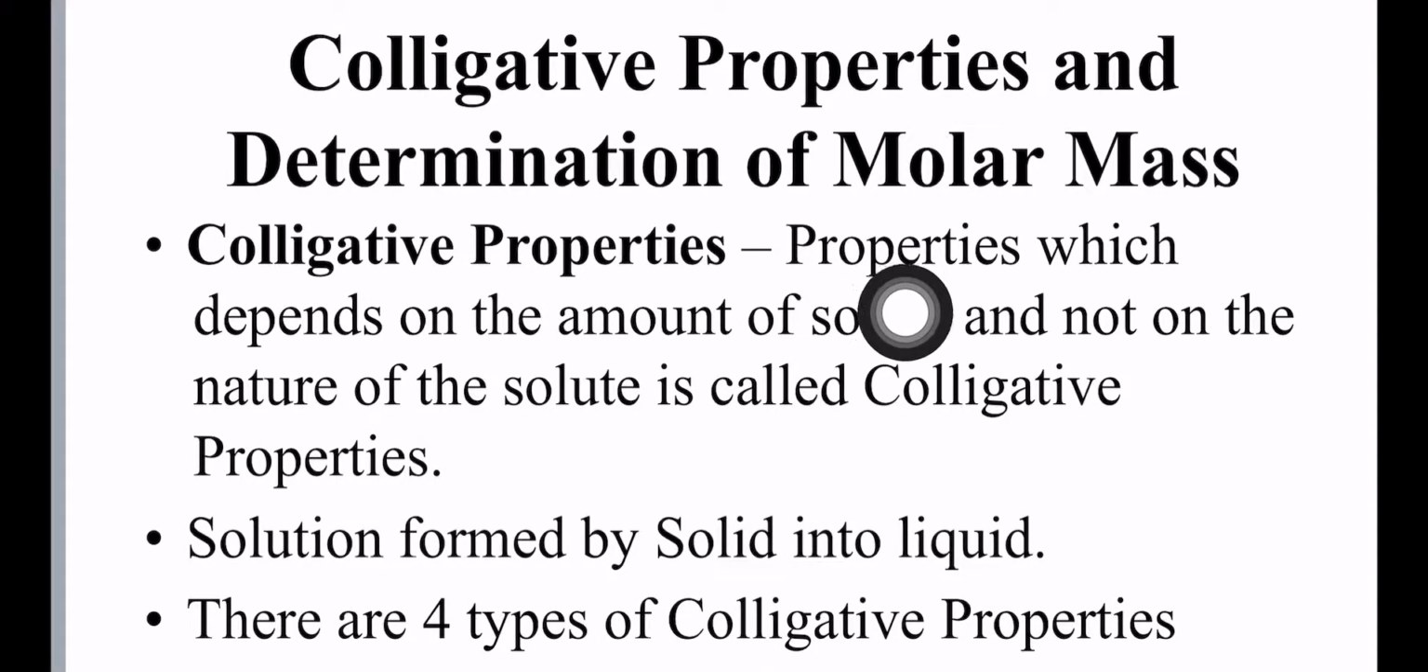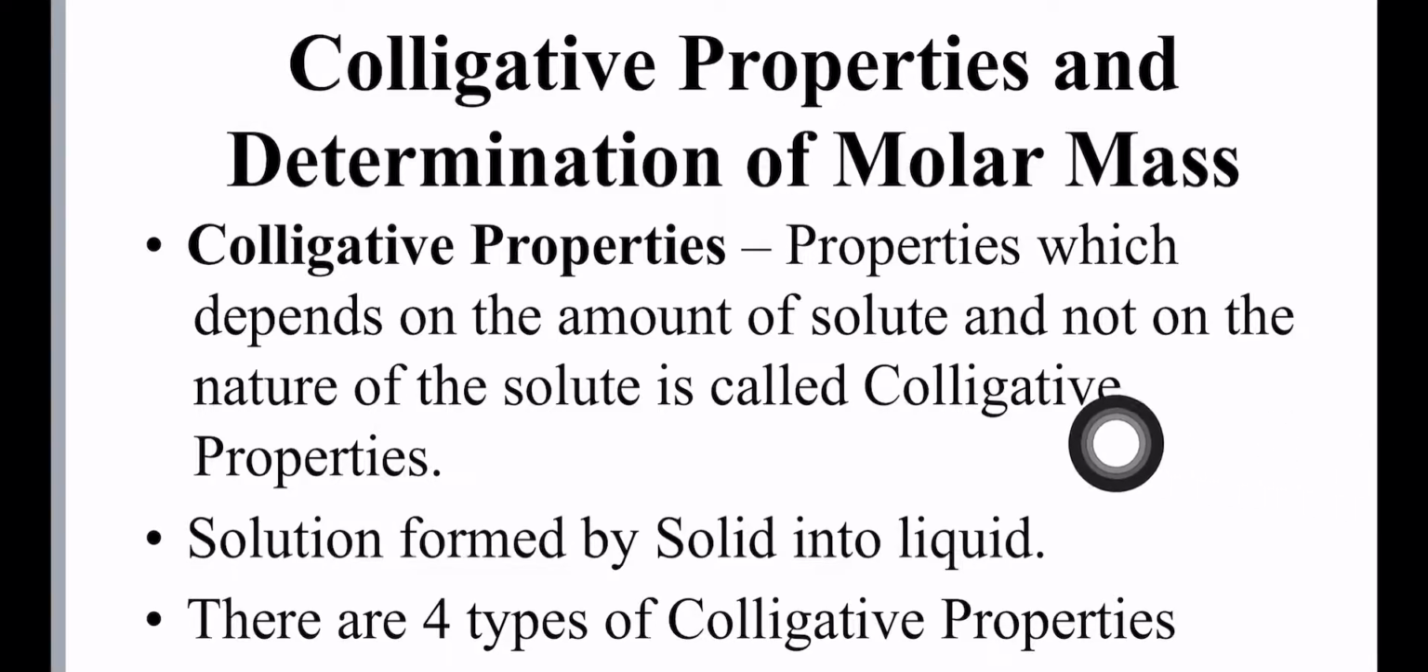Colligative properties, which depend on the amount of solute and not on the nature of the solute, are called colligative properties. Means what? The properties which are related to the number of particles of the solute and not the nature of the solute. Means whether we are adding water or alcohol is not the case, but how much of water and how much of alcohol is added is the important point.